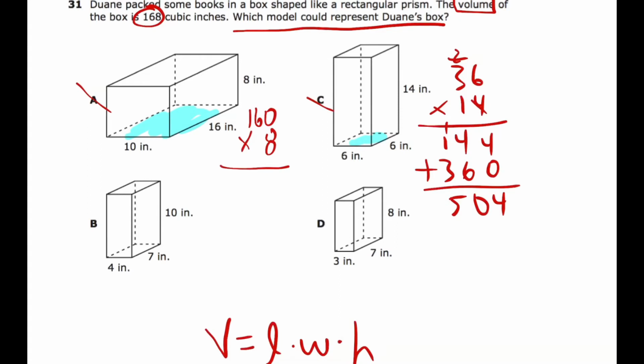Over here, my base area is 28. 28 times 10 is 280, so that's too large. And so let's see if this is the right one. So here we go. 7 times 3 is 21. 21 times 8. 8 times 1 is 8. 8 times 2 is 16. And yep, that's what I'm looking for.